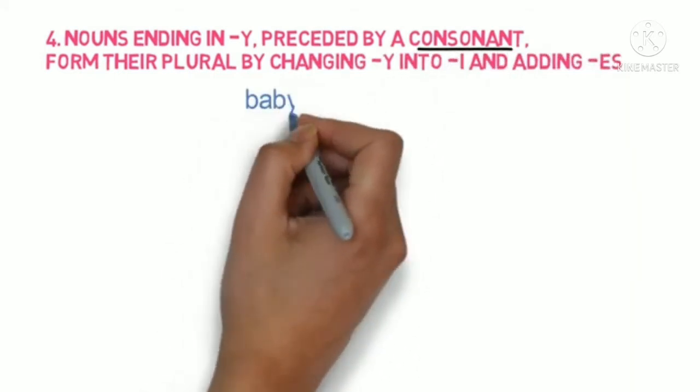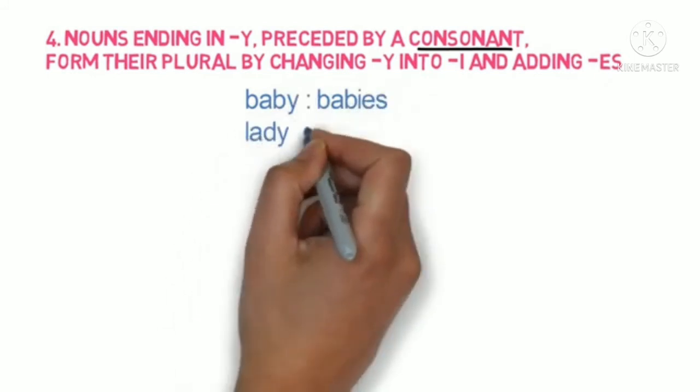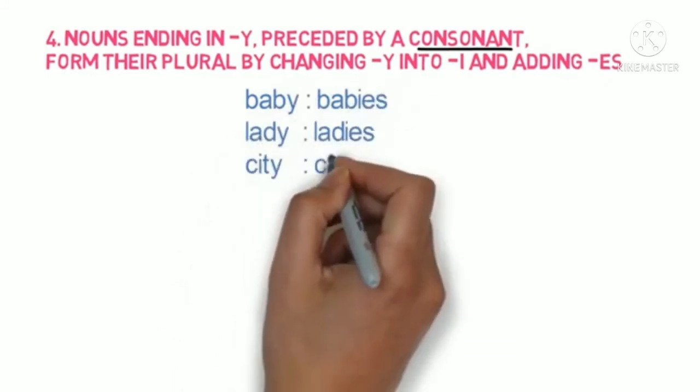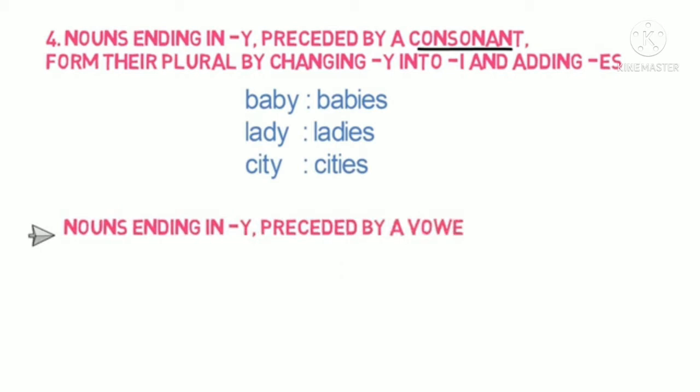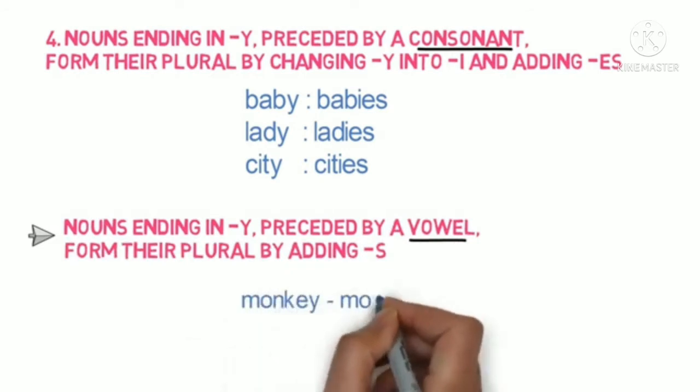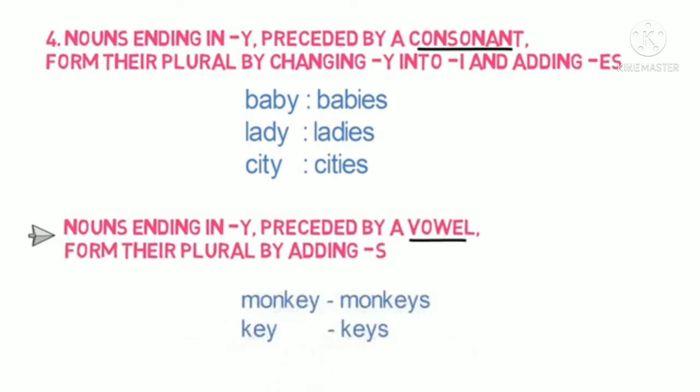Number 4. Nouns ending in y preceded by a consonant form their plural by changing y into i and adding es. For example, baby, babies, lady, ladies, city, cities. Nouns ending in y preceded by a vowel form their plural by adding s. For example, monkey, monkeys, key, keys.